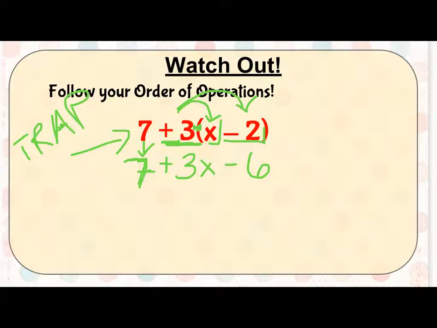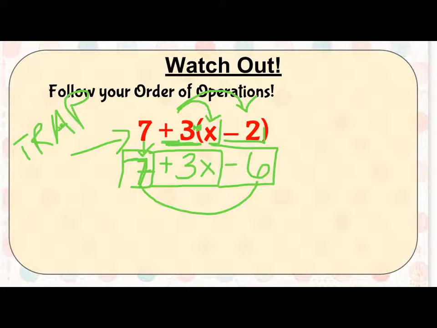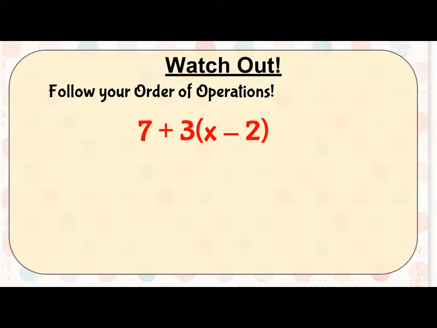And now that the parentheses are gone, we can go through, do our boxes, and simplify anything that we need to. Well, 7 and a negative 6 gives me a positive 1.